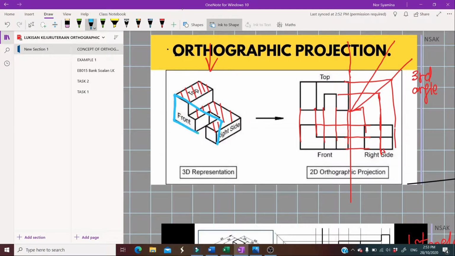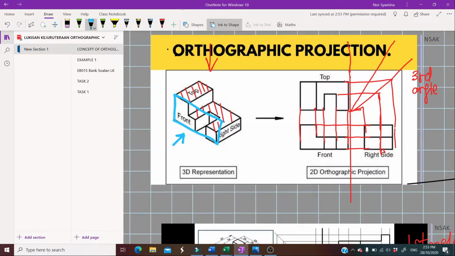I made it this way. This means this is where we're going to look from, to view the object from this side. So we're only going to look at this square. Whatever we see from this side, that is the projected view for front view. Now it's the same thing.